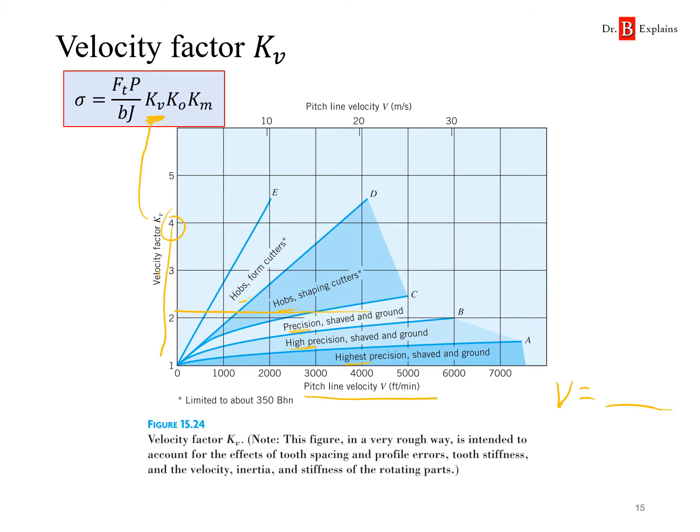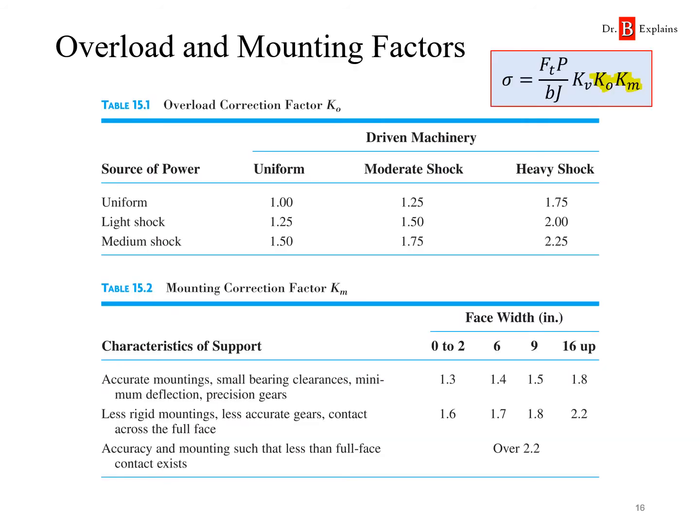And what's it doing? It's over here, right? So these are actually amplifying or multiplying the stress, right? So here, high velocity factors are a bad thing because they are increasing the stress that the gear tooth is seeing. So next we'll look at the overload and mounting factors, KO and KM.